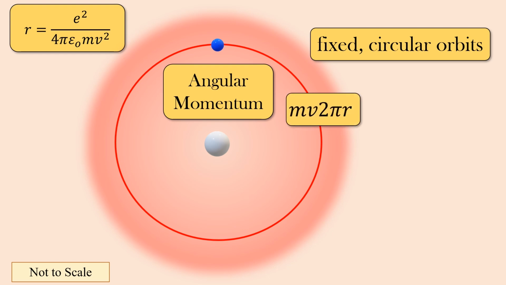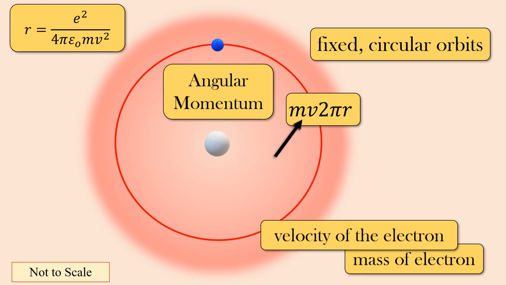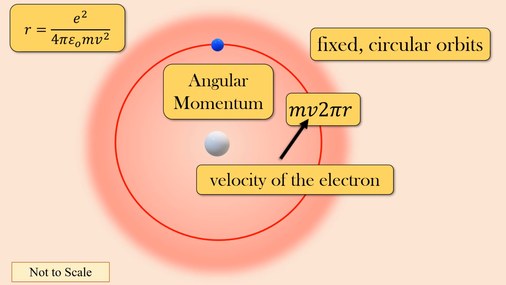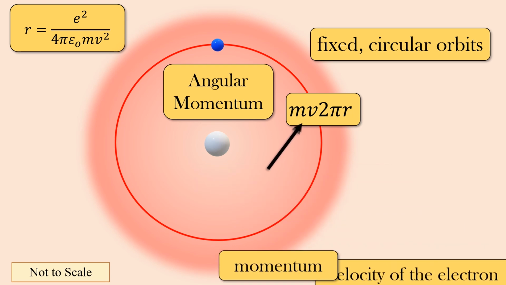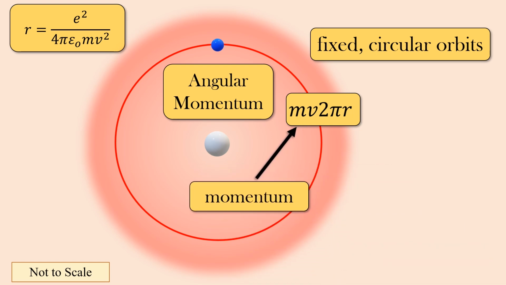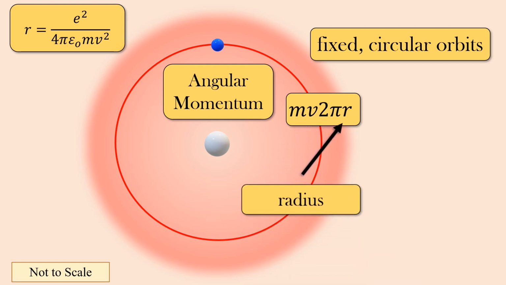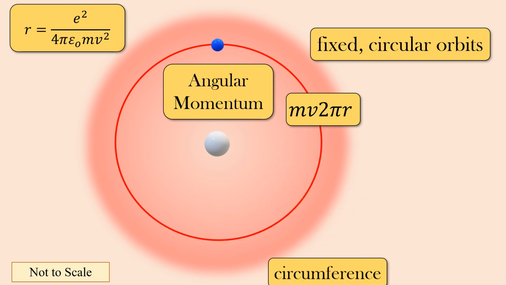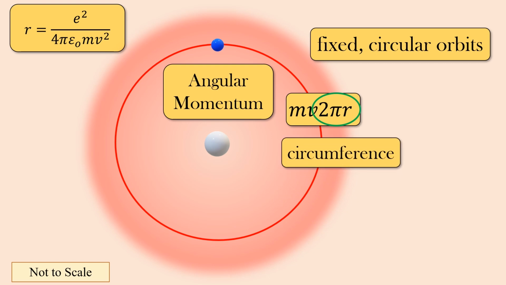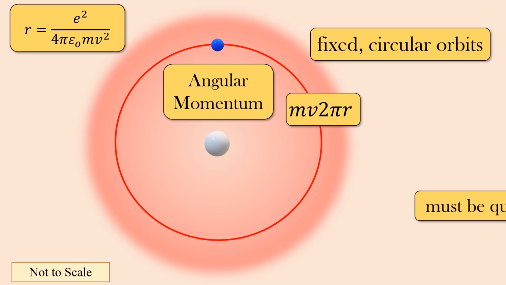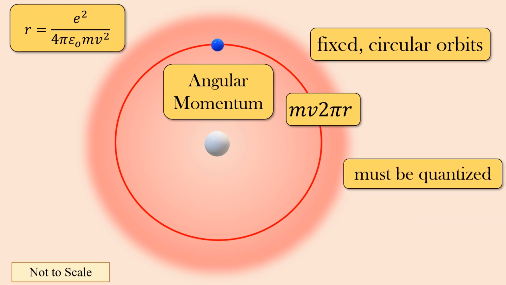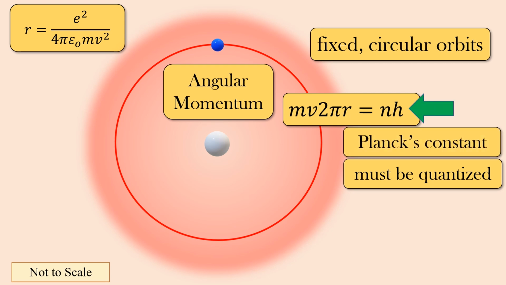Angular momentum is equal to mv 2 pi r, where m is the mass of the electron and v is the velocity. This mv term is also called momentum. r is the radius, and 2 pi r is the circumference of a circle. Since Bohr assumed the angular momentum is quantized, the angular momentum must be equal to nh, where n is a whole number integer and h is Planck's constant.